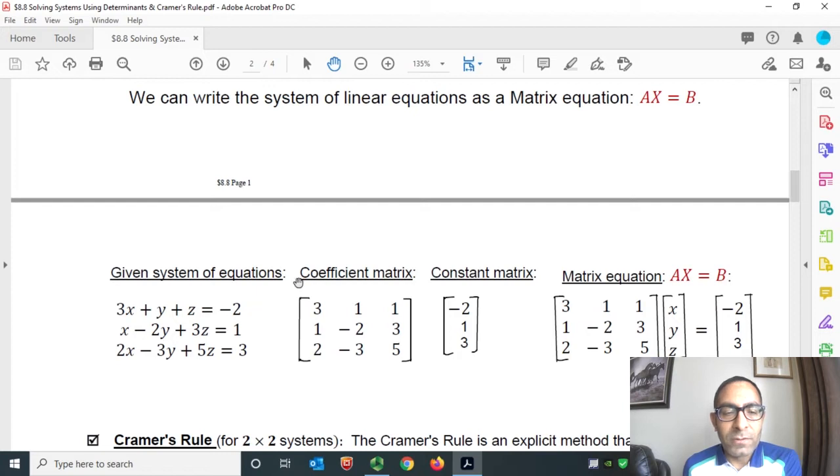Let's find this coefficient matrix. The coefficient matrix is just the coefficients of x, y, and z in these 3 equations. So here 3, 1, 1, 1, minus 2, 3, 2, minus 3, 5, which is here.